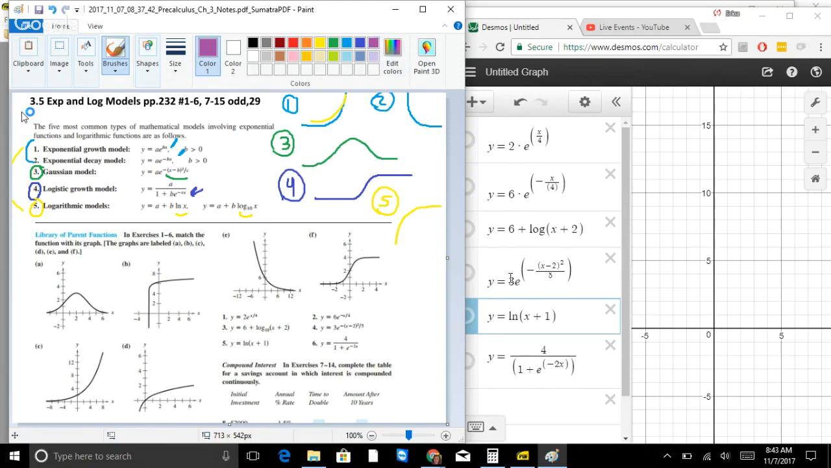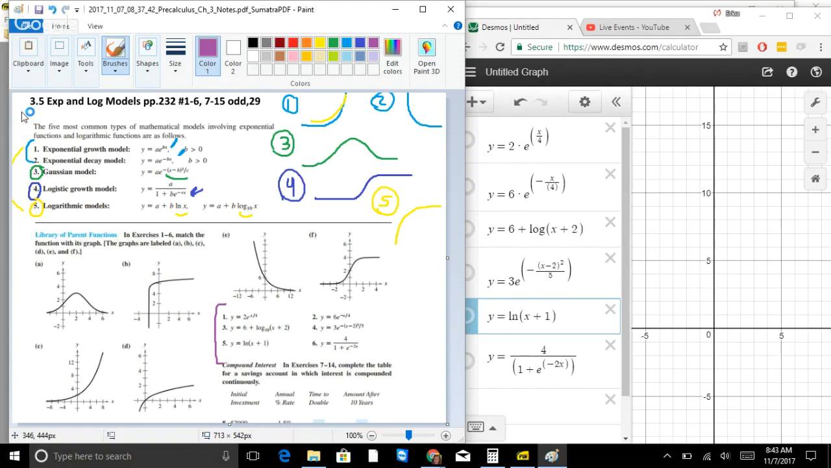We are going to look at these equations, 1 through 6, and we're going to make educated guesses about which model, A through F, best models each equation. So first off, we're going to look at number 1.